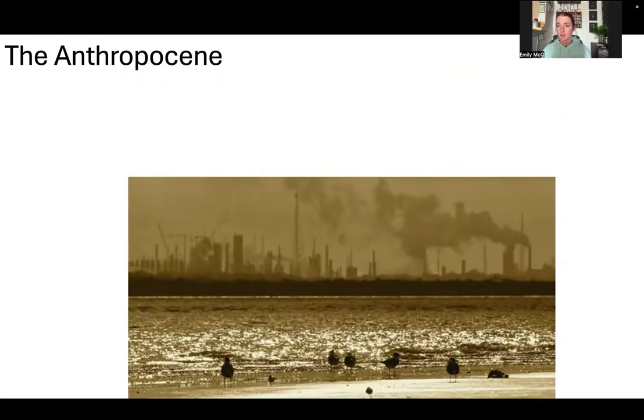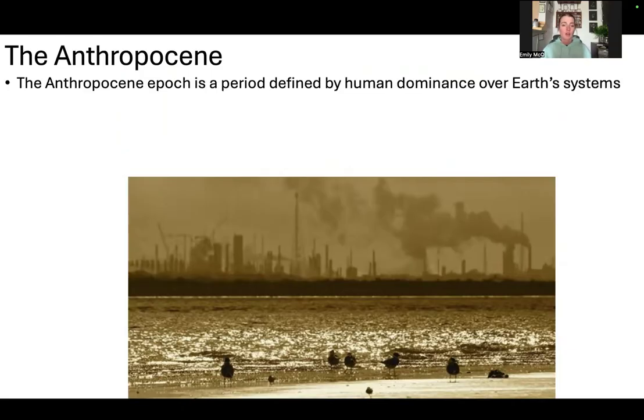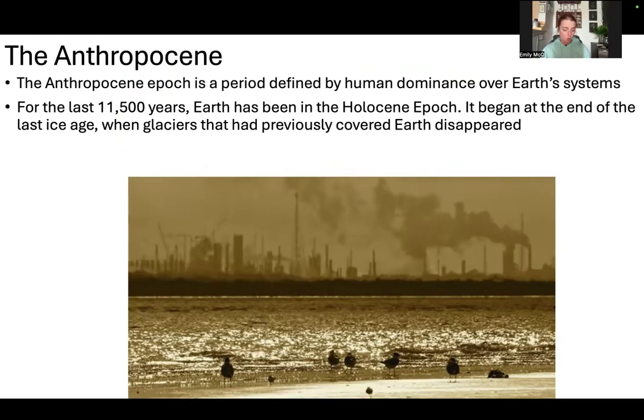So now we are in this period of time where we have defined a new epoch. The existence of humans and our impact on Earth's systems is so dramatic that we have named ourselves an entire period, and we call it the Anthropocene. We define this period for the last 11,500 years, basically when the last glaciers receded.